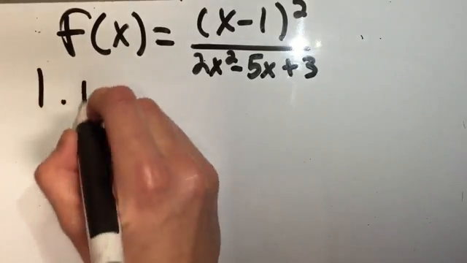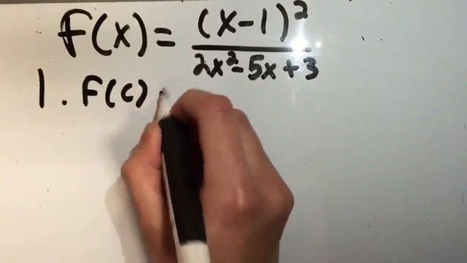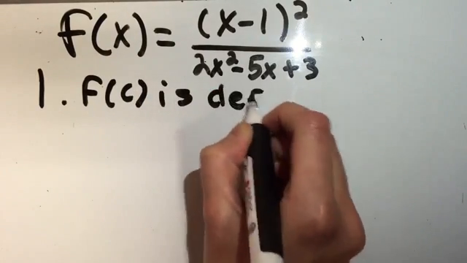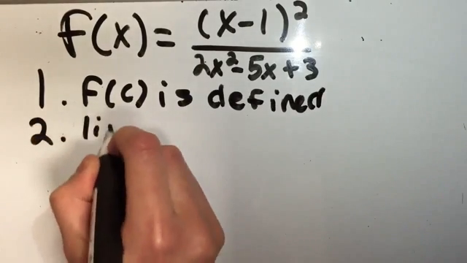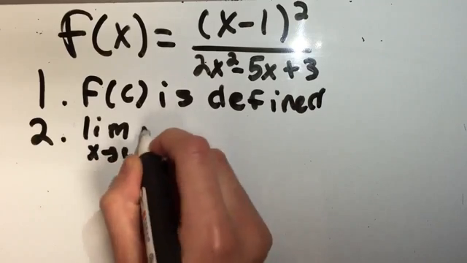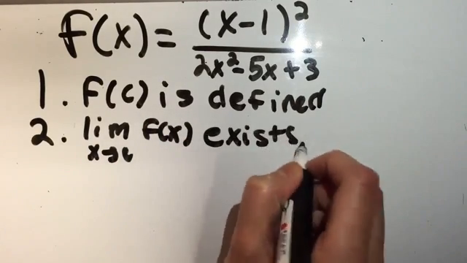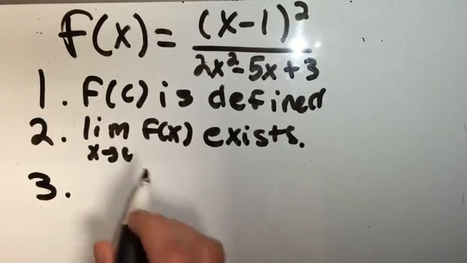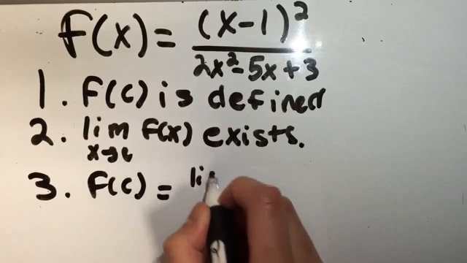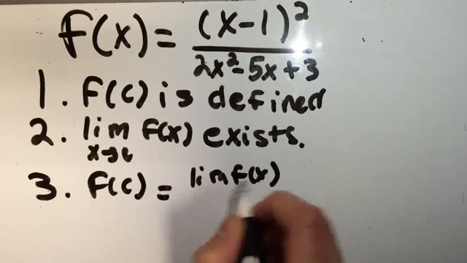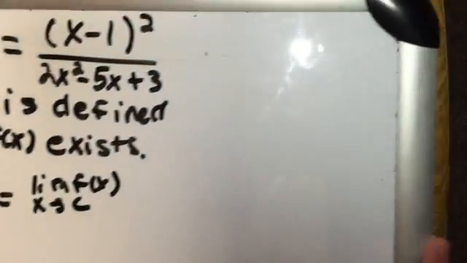1. F of c must be defined. 2. The limit as x approaches c of f of x must exist. 3. F of c must equal the limit of f of x as x approaches c. Okay, so we're going to work that out over here.